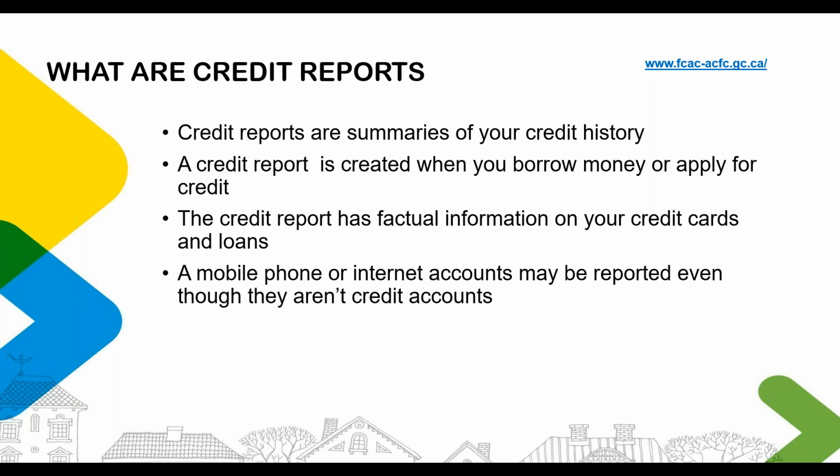Your credit report is created when you borrow money or apply for credit for the first time. Lenders will then send the information about your account to the credit reporting agency, and your credit report will include personal information that is available in public records, such as bankruptcies. It contains factual information about your credit cards and your loans. It does not give an explanation.